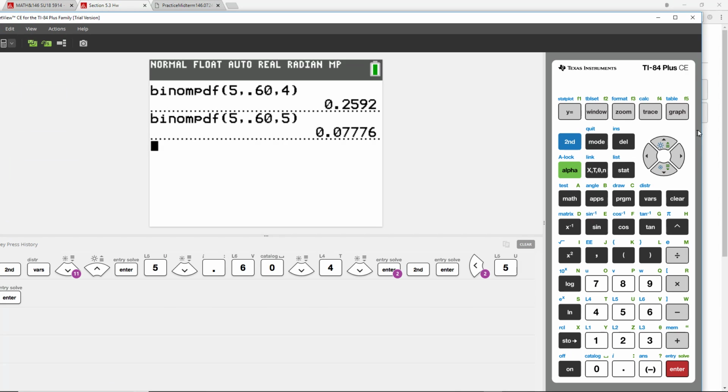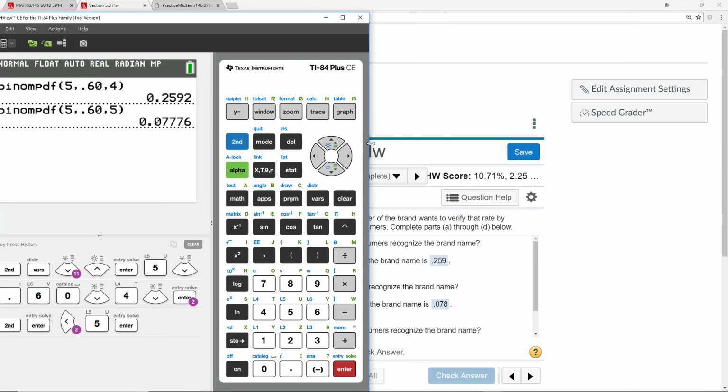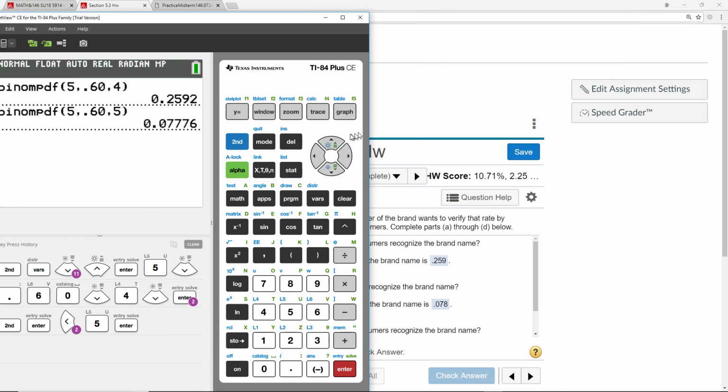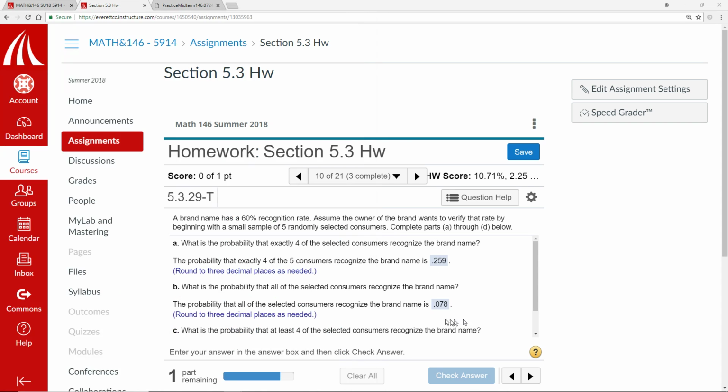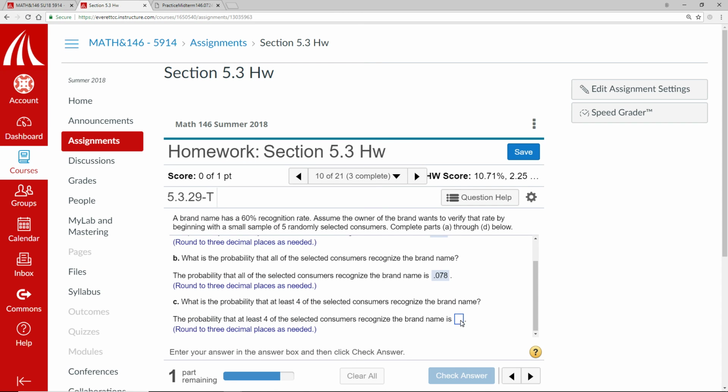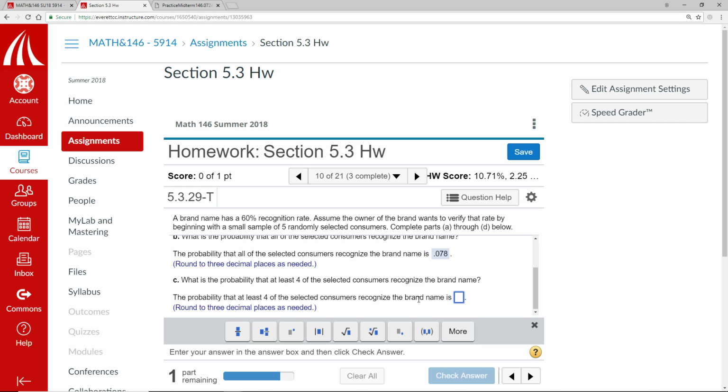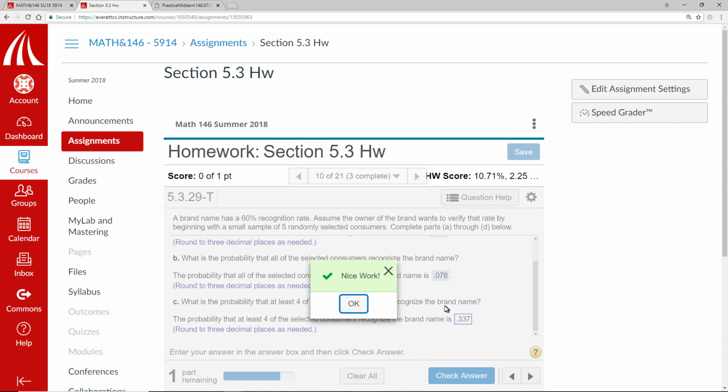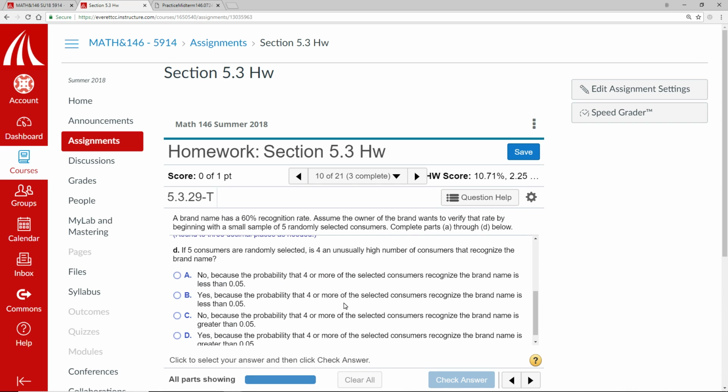So let me move my calculator over a little bit. In fact, I already have some of the commands on the screen there, so I can just bring them off. And now I will put 0.337. They want it to 3 places, so 0.337, and that was it.